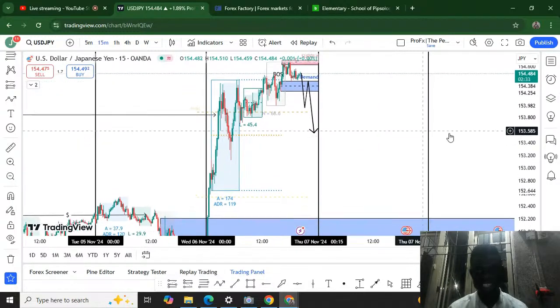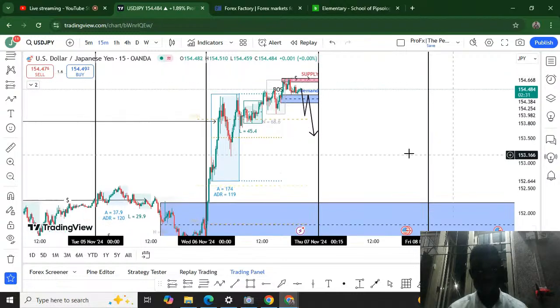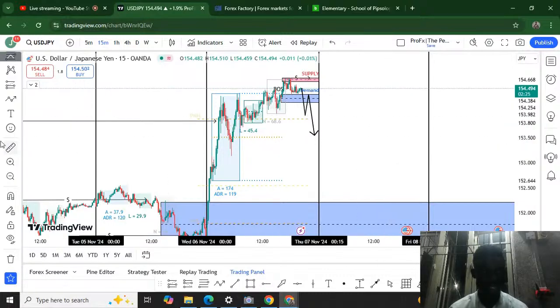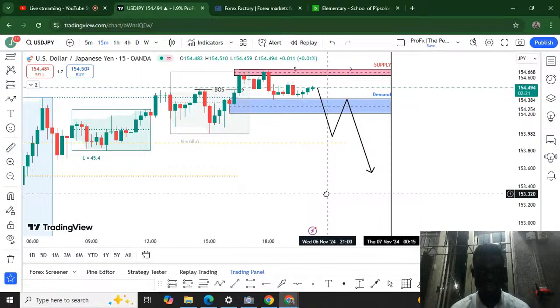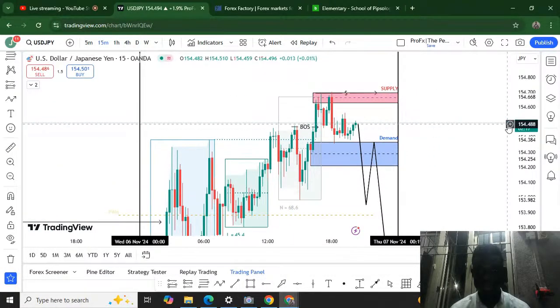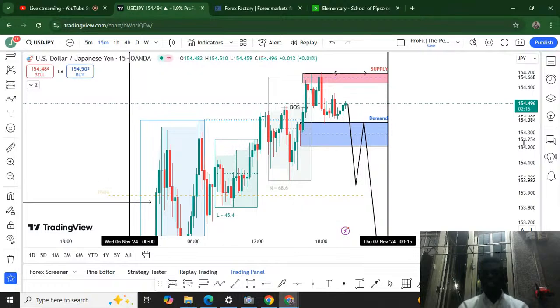Well, if this sell happens, it's going to be massive. Unless it doesn't break below our demand zone. If it breaks below the demand zone, it's going to be massive.